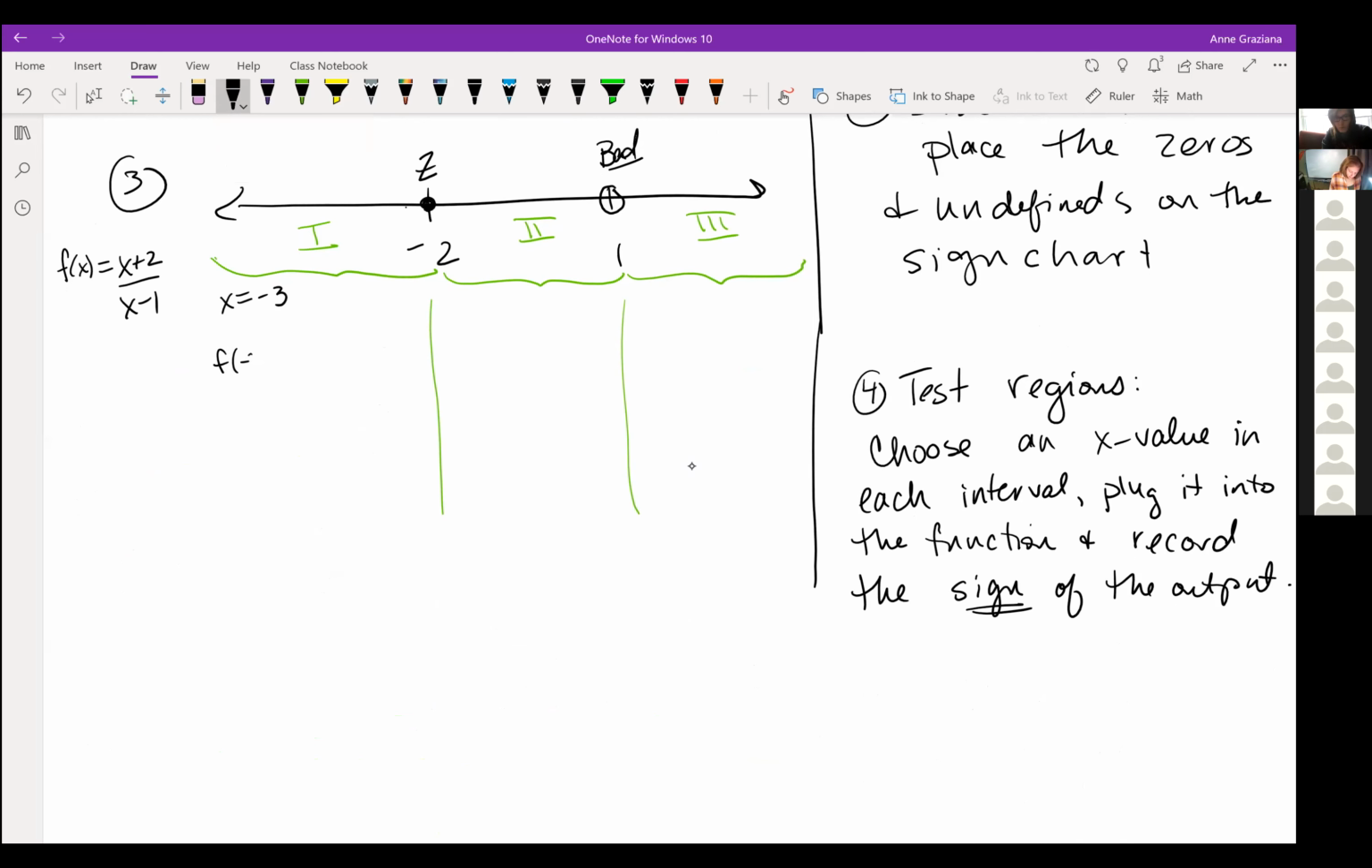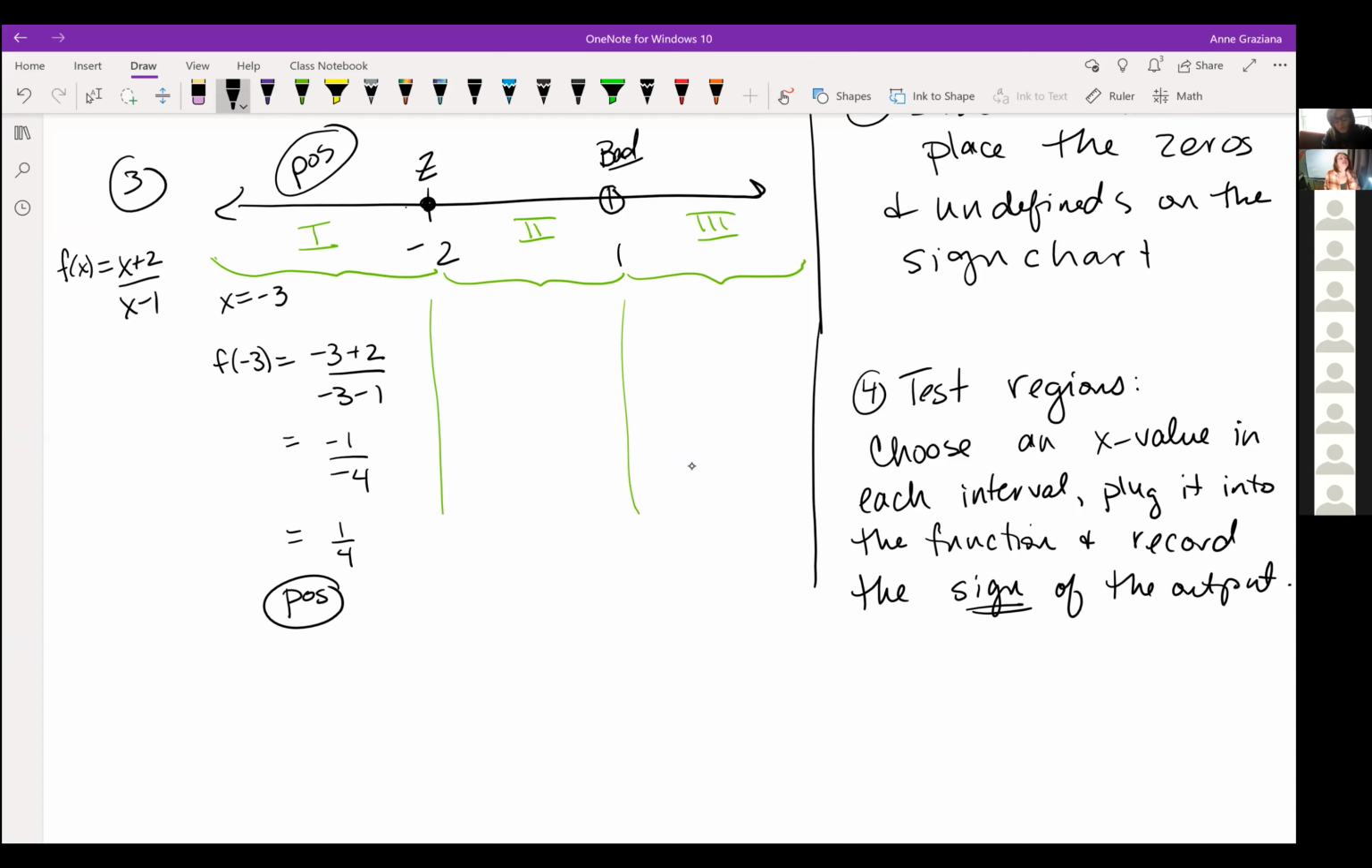So f of -3 is going to be -3 plus 2 over -3 minus 1, which is -1 over -4, and negative over negative is a positive. So remember, I don't really care what my output is. The number doesn't really matter. I just know that this is going to give me a positive output. So what that means is all that graph is above the x-axis. I don't know what it looks like, but it's above. Everybody cool with that?